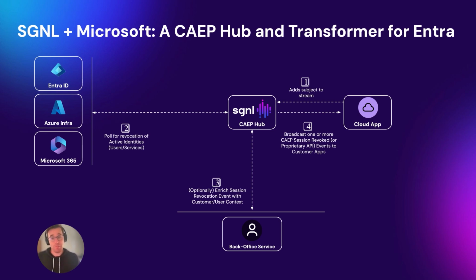With Signal CAEP Hub, we're able to listen for proprietary events that happen in the Microsoft ecosystem and then propagate those out to cloud applications. Here, in this demo, you can see that a cloud application would register the users that it was seeing inside of its app with the Signal CAEP Hub. Signal would then poll Microsoft Graph APIs to determine if one of those users has had their session revoked inside of Entra ID. And if so, would then return to the cloud application and instruct it to revoke that session. Now, we do this with CAEP and Shared Signals Framework, but we also support proprietary events as well.